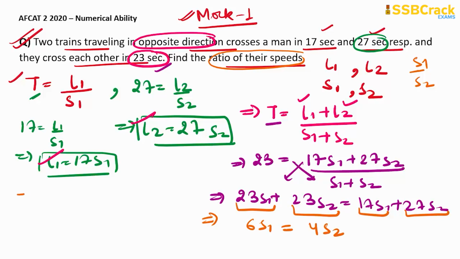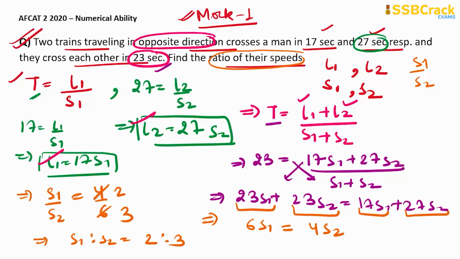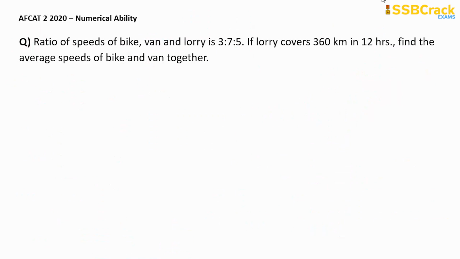Right? So here it will be S1 by S2 is equal to 4 by 6. So 2 by 3 we can directly cut it out. So it will be S1 ratio S2 is equal to 2 ratio 3, right? So the answer for this question should be 2 ratio 3. That is the answer. Now coming on to the next question.